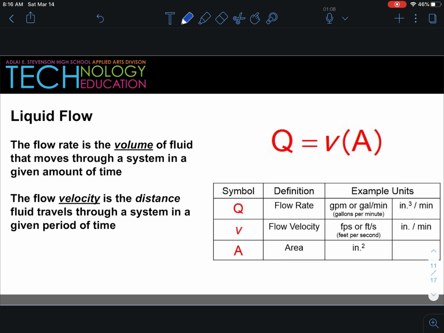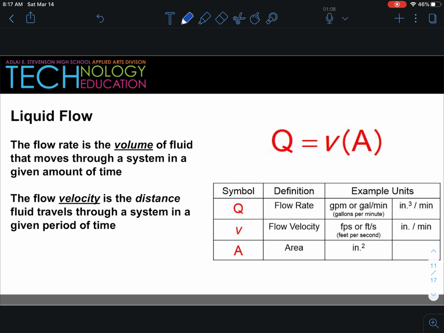Today we are going to be going over liquid flow. Liquid flow is the flow rate of the volume of fluid that moves through a system in a given time. The flow velocity is the distance that the fluid travels through the system in a given period of time. So we need velocity and area. Essentially, what this formula is looking for is what size of water or fluid or solution is moving through our system all the way to wherever it needs to go, and how fast it is moving.